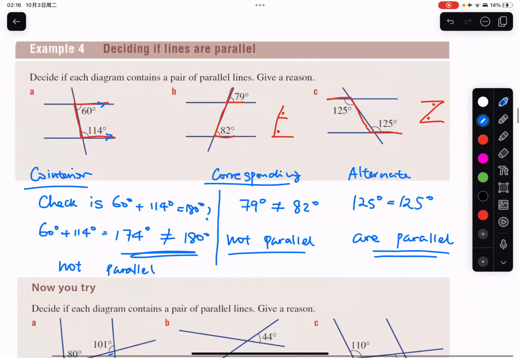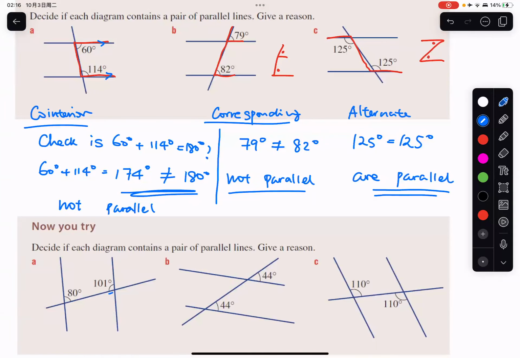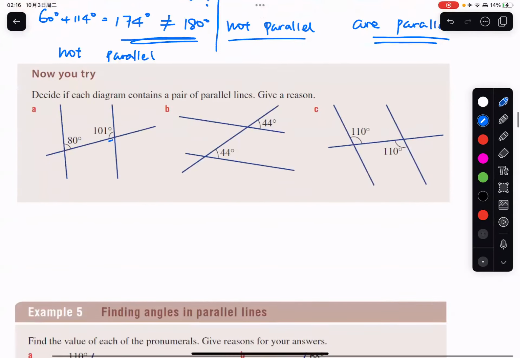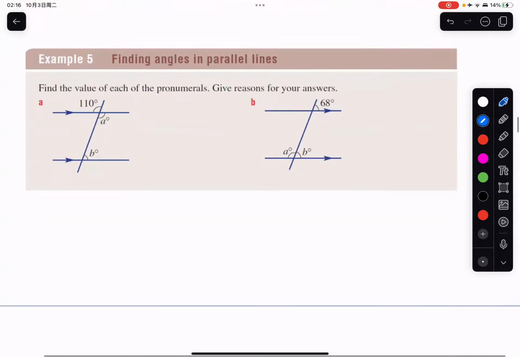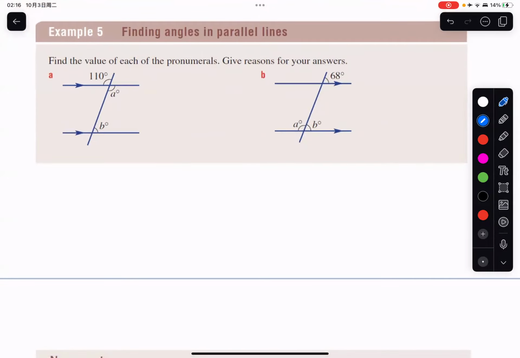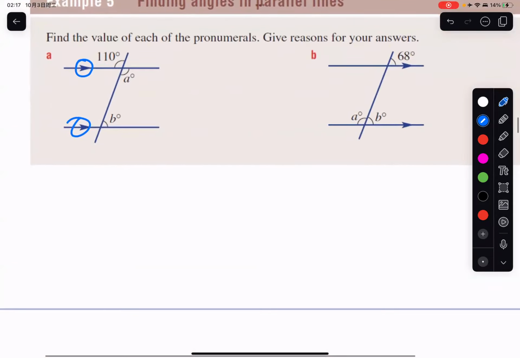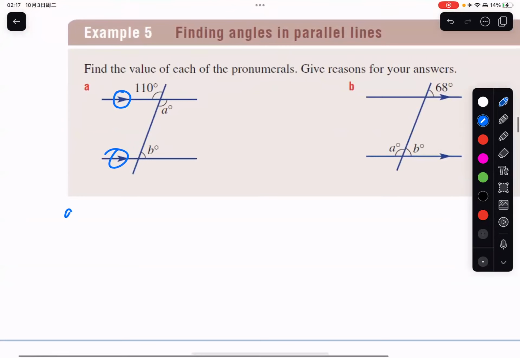All right, so now if you don't have any questions, you can try now, or try later. So now we jump to example 5, finding angles in parallel lines. Now they're asking for A and B, and they tell you that the lines are parallel to each other. Okay, so question A. First, we need to find A.